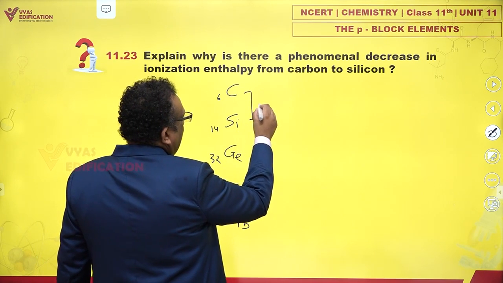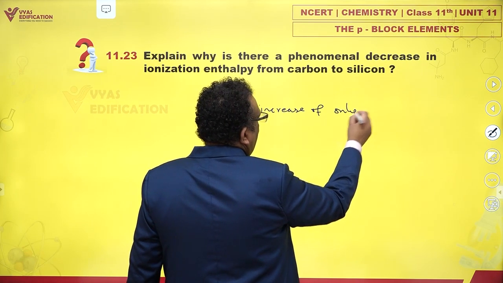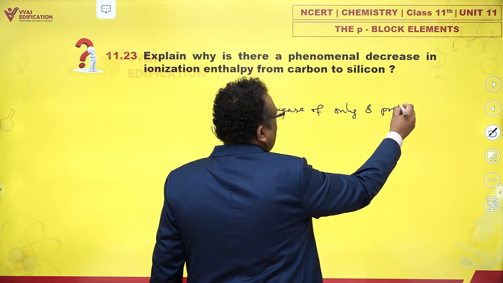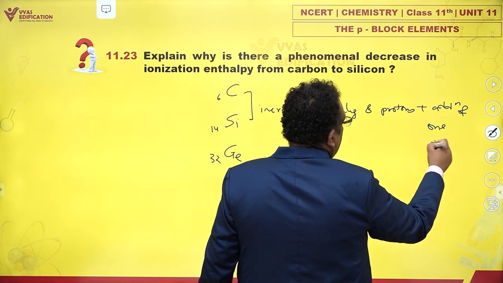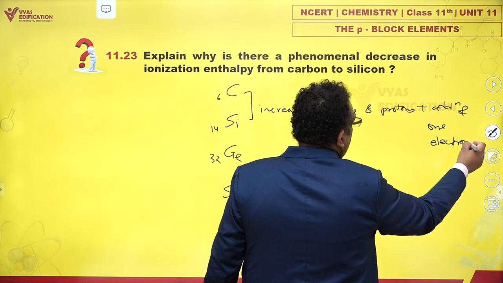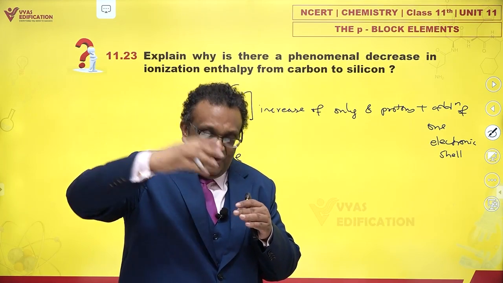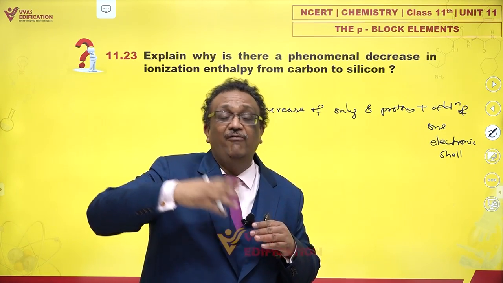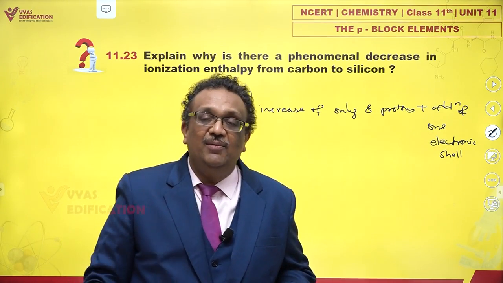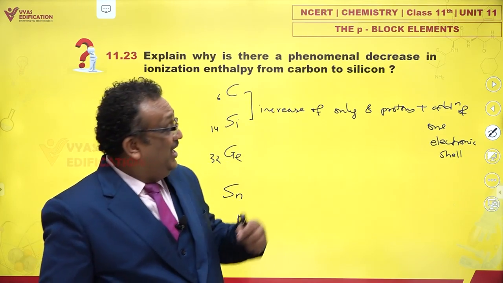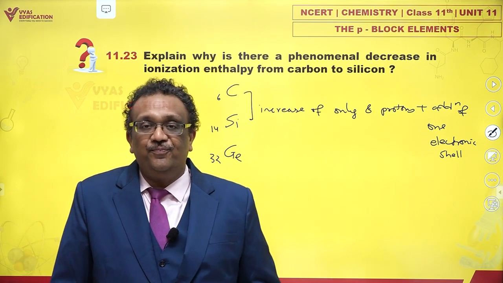So there is an increase of only 8 protons plus addition of 1 electronic shell. If you add 1 electronic shell, electrons have gone away from the nucleus. If they have gone away from the nucleus, the nucleus is not able to attract them as much. It becomes easier to take them away and ionization energy decreases significantly on going from carbon to silicon.